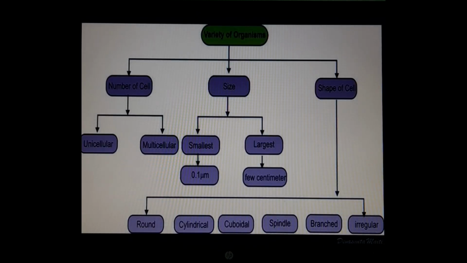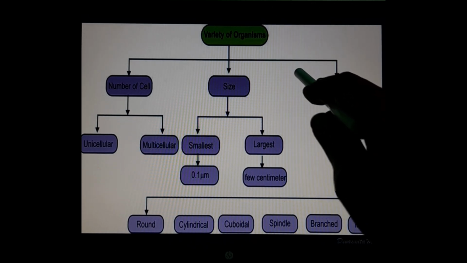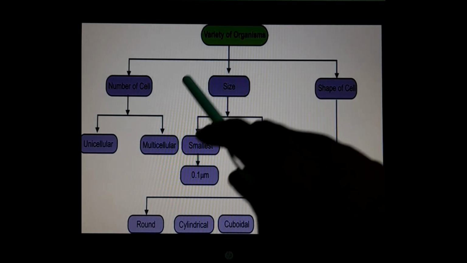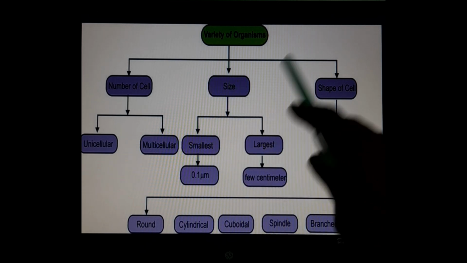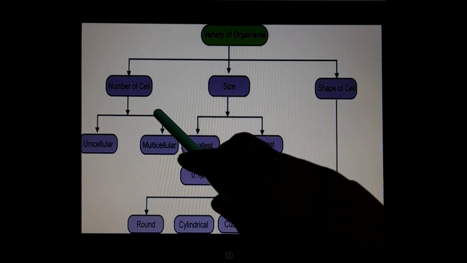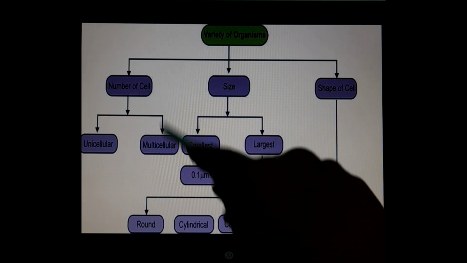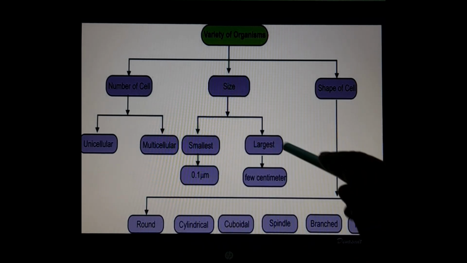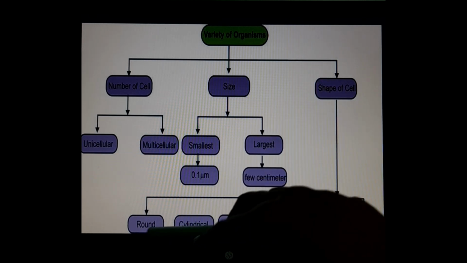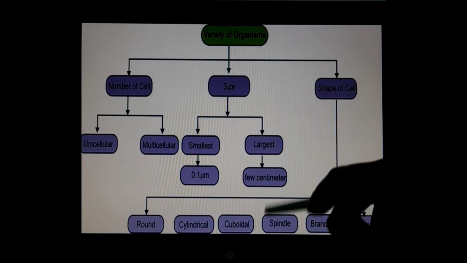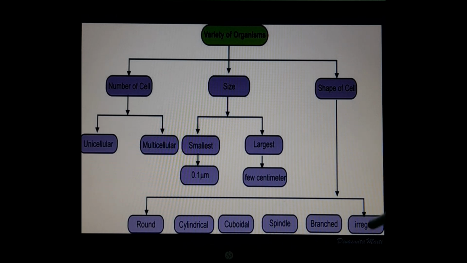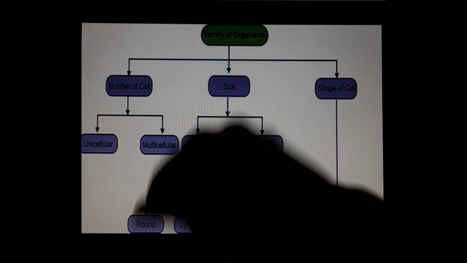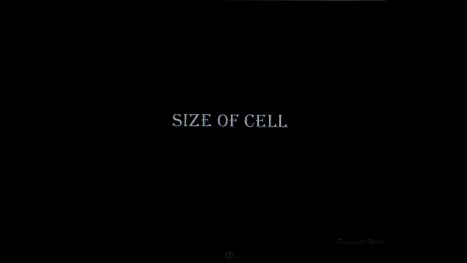Next, what are the various types of organisms? We can classify organisms on the basis of the number of cells, size, and shape of cells. Number of cells is of two types: unicellular and multicellular. Size we can classify as smallest and largest, and the shape of the cell we can classify as round, cylindrical, cuboidal, spindle, broad, irregular. There are also other shapes. First of all, we are going to discuss the number of cells and the size of the cell.